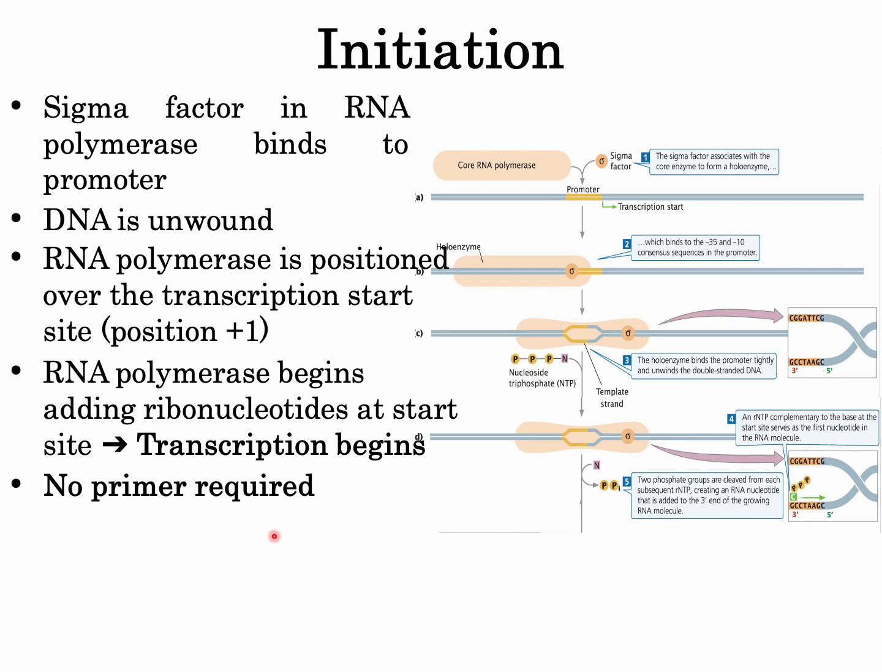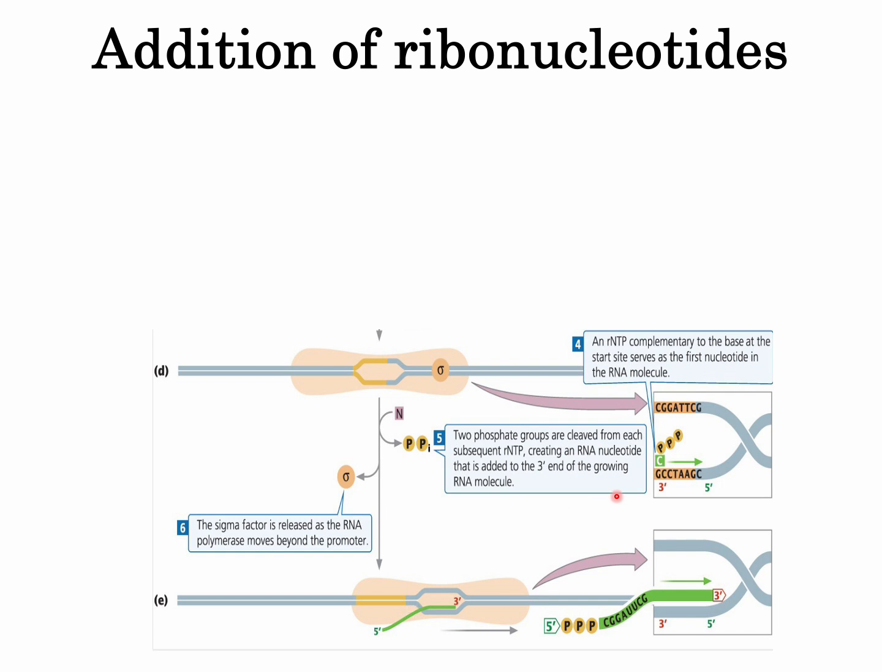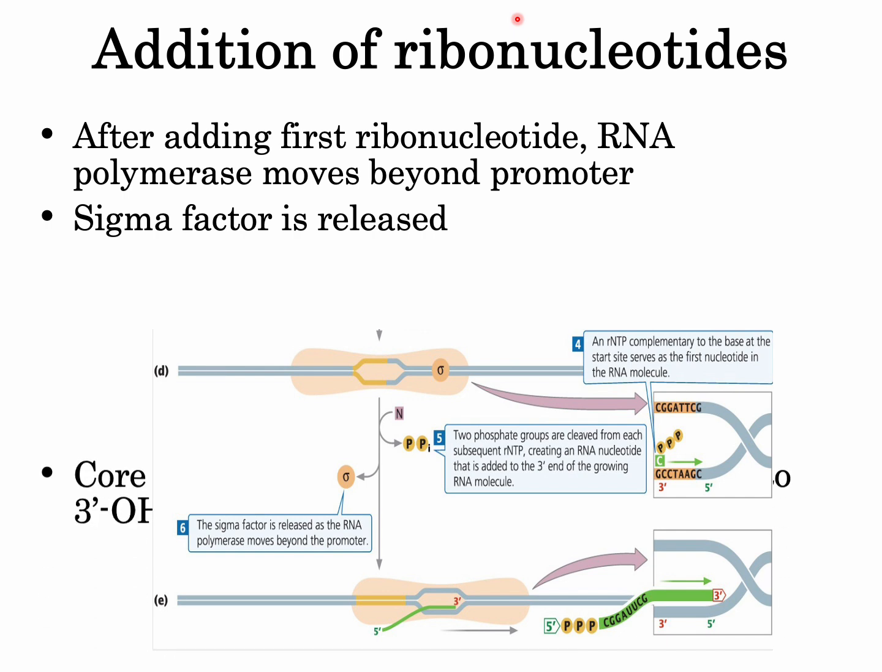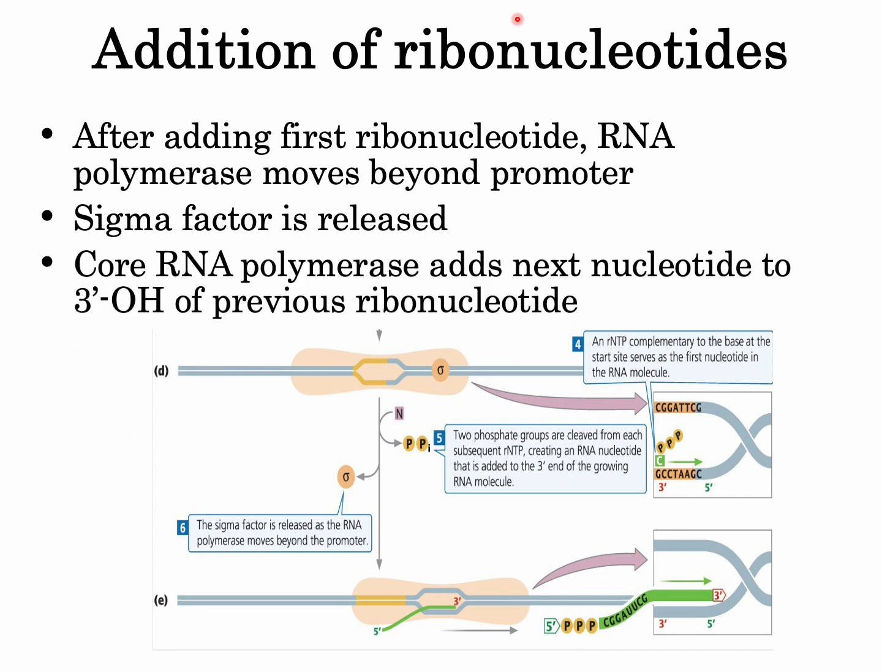As you may note already, unlike DNA polymerase, RNA polymerase does not require a primer for adding the first nucleotide. Since RNA polymerase is capable of joining two rNTPs together without a primer, after the first nucleotide is added to the chain, the sigma factor gets released from the RNA polymerase, and the core enzyme can catalyze the addition of the next nucleotide to the 3' OH group of the previous nucleotide.